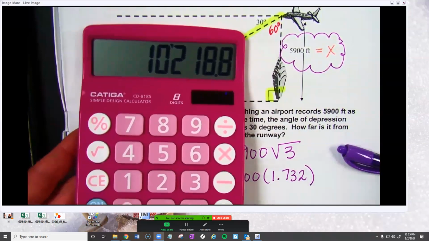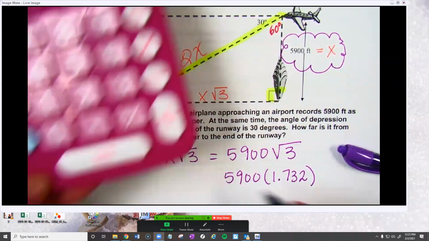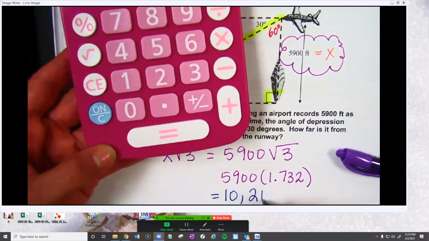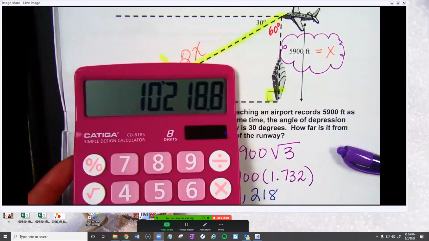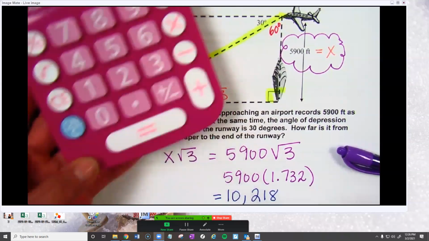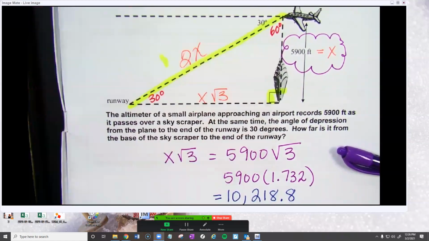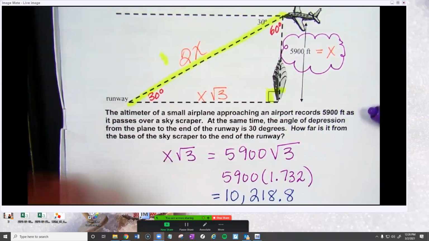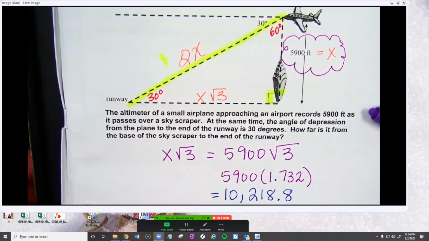Look, let me write this down. 10,218. Yes. But you was round the last one. 10,218. Mine's already rounded for me. So I'm just going to write 0.8. Yeah, but so you wouldn't round up from 0.8 to the next one? No, let's always do the 10th. You can have parts of a mile. So how far is it from the base of the skyscraper to the runway? The runway is 10,218.